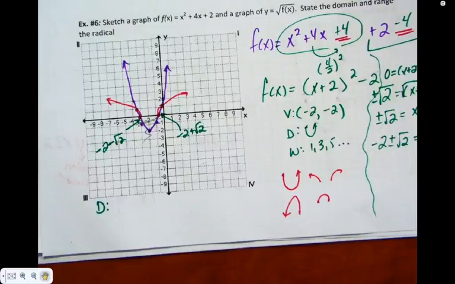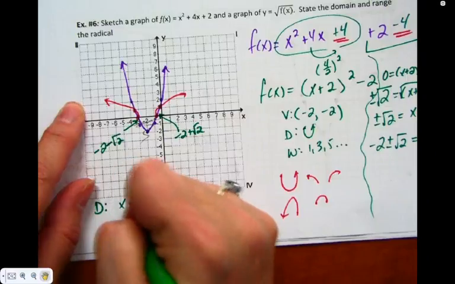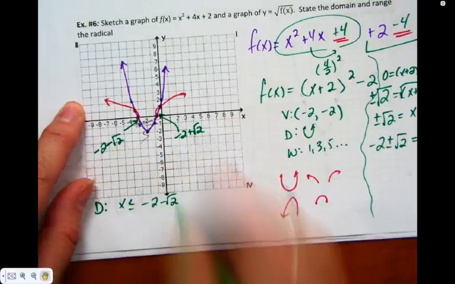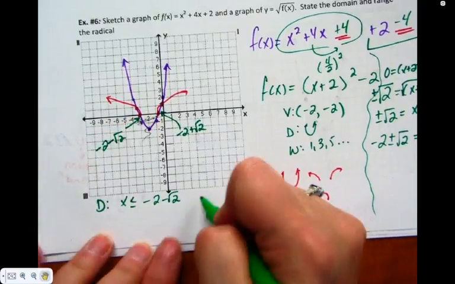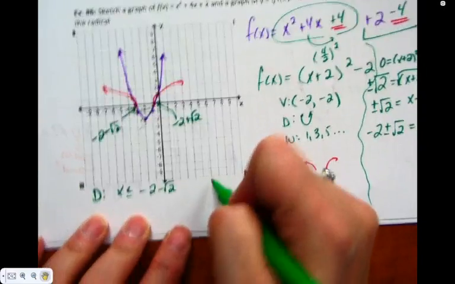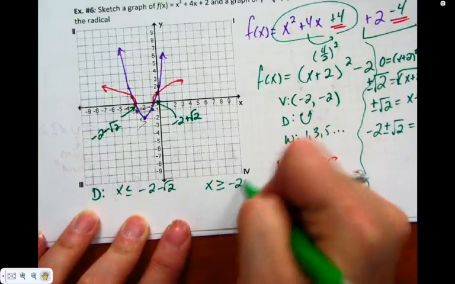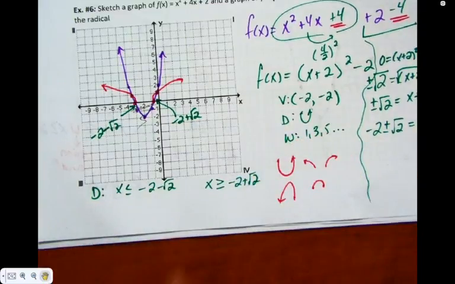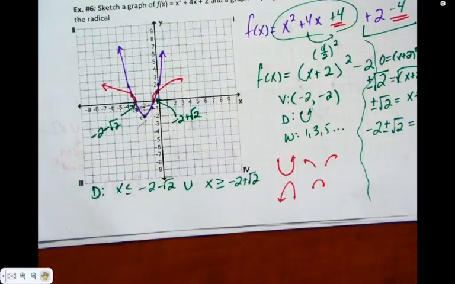Okay, the domain, because we have two swoops, we're going to do two pieces. So if I just look at this one, I've got x is less than or equal to negative 2 minus root 2. The other piece on the right is going to be x is greater than or equal to negative 2 plus root 2. What's the symbol that goes in the middle? Union. Just means and.